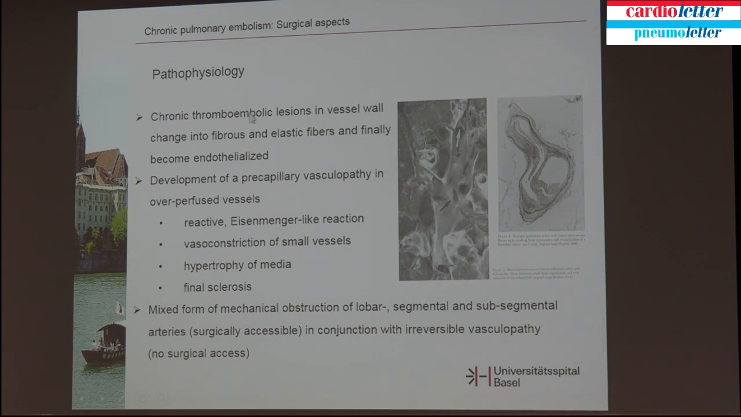The pathophysiology of this disease: it's a chronic disease, and we have chronic lesions in the vessel wall that change into fibrous and elastic fibers, and finally become endothelialized. You can see this in this cross-section of a pulmonary artery with these bands and webs that persist in the arteries. But there's a second thing: in the areas of the lung that are now much more perfused, there's a kind of reactive reaction, like an Eisenmenger reaction, with a vasoconstriction of small vessels, and that leads to a hypertrophy of the media with fine sclerosis. So it's a mixed form in the chronic setting, with a mechanical obstruction, which is surgically accessible, and with an irreversible vasculopathy, which is not surgically accessible.